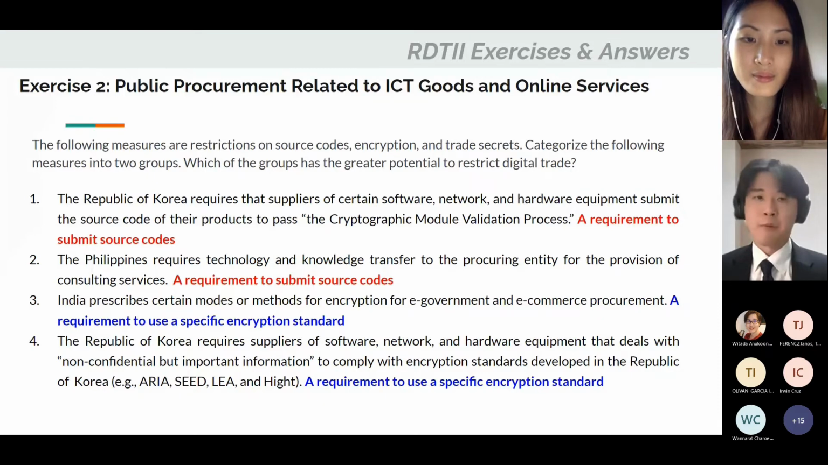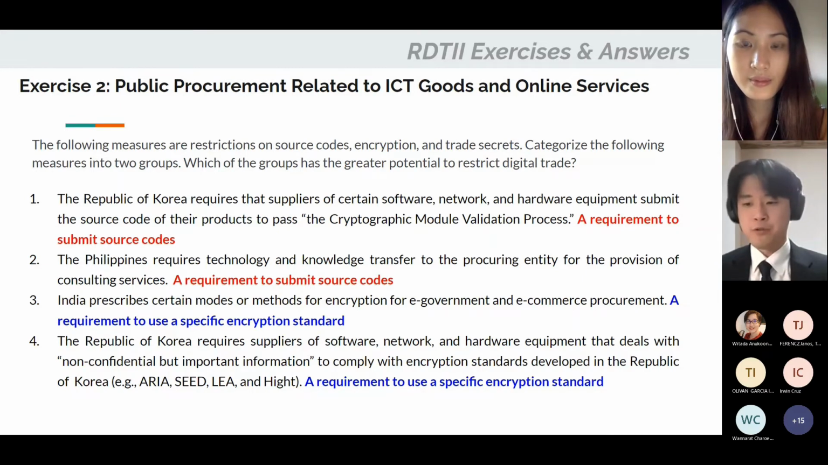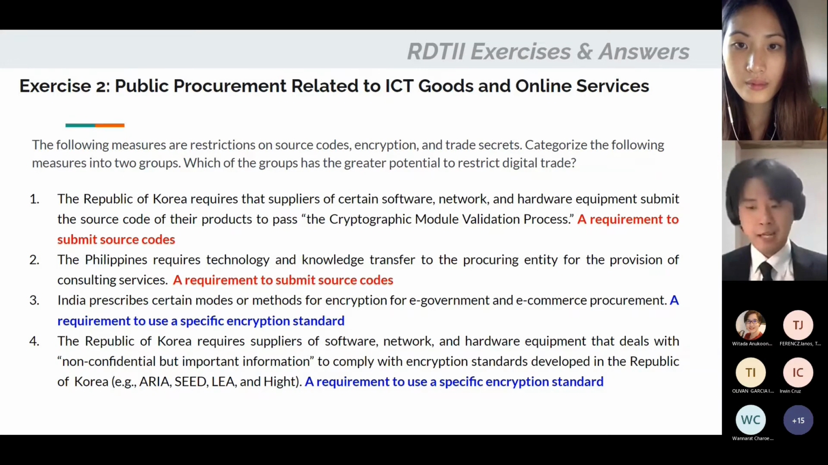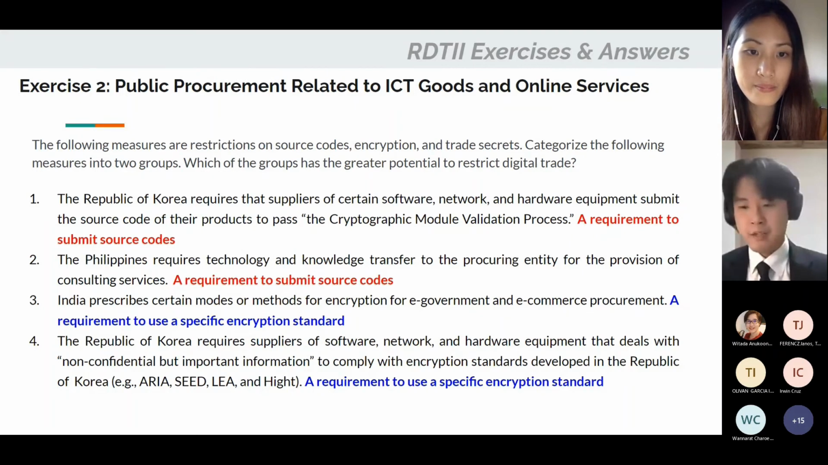On the other hand, a requirement to use a specific encryption standard is not as restrictive as the first group because the business does not need to turn over their trade secret, but that does not mean it is not restrictive. The specific encryption standard could not be aligned with international encryption standards. That means that businesses have to incorporate that particular standard into their products or services, and that means increased cost. It undermines interoperability. So that is why it is trade discouraging.